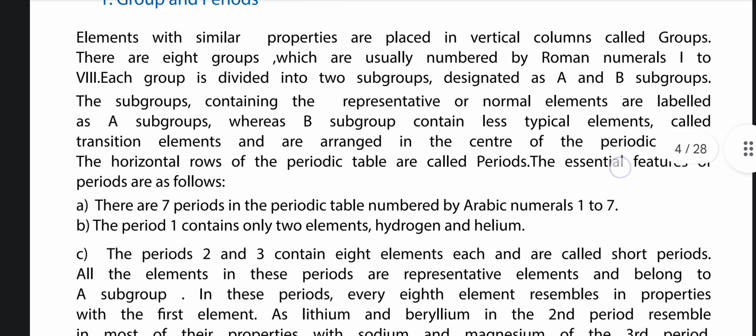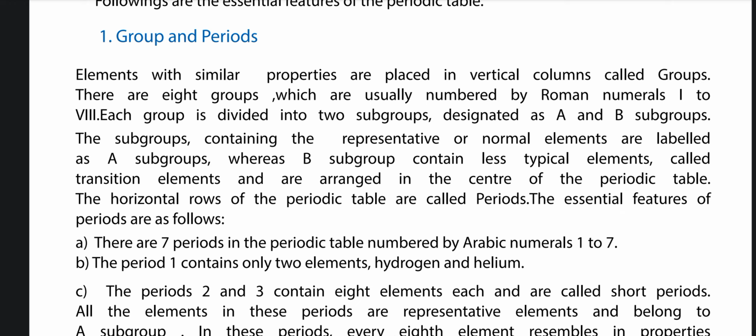Groups and periods. Elements with similar properties are placed in vertical columns called groups. There are 8 groups, which are usually numbered by Roman numerals 1 to 8. Each group is divided into two subgroups designated as A and B subgroups. The subgroups containing the representative or normal elements are labeled as A subgroups, whereas B subgroups contain less typical elements called transition elements and are arranged in the center of the periodic table.